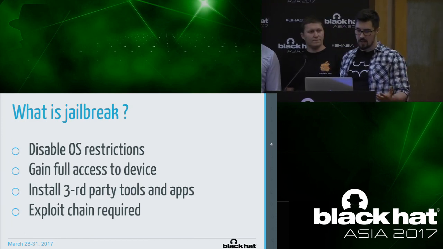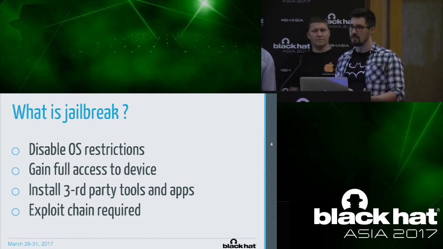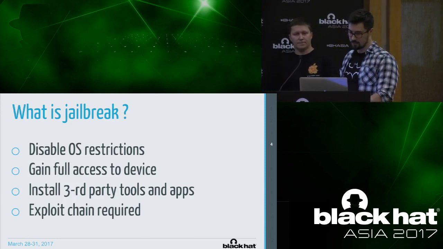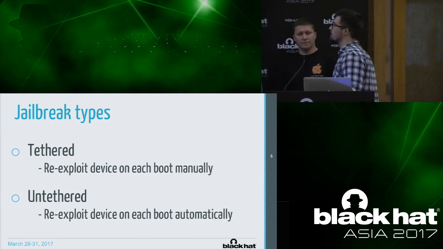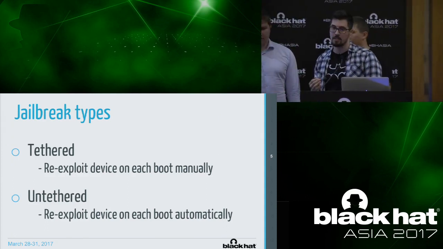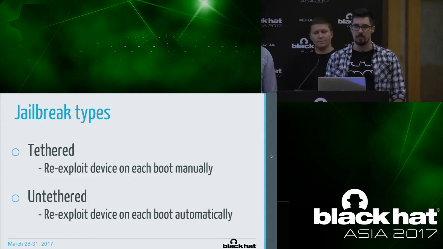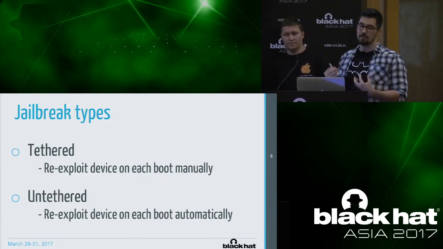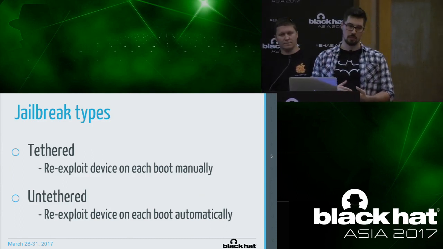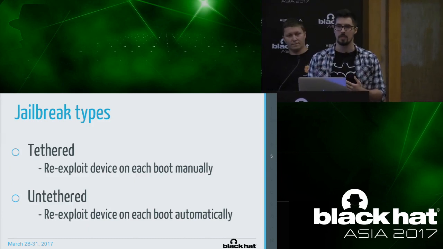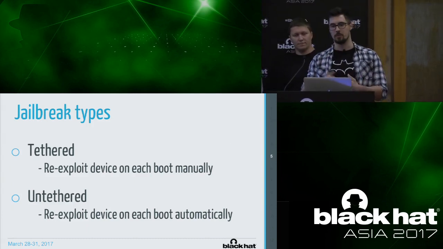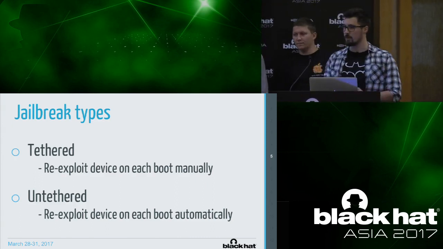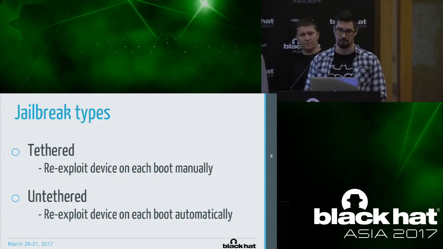It could take from 3 to 7 or 8 exploits in a chain to get a fully untethered jailbreak. There are two types of jailbreaks, tethered and untethered. The main difference is that a tethered jailbreak's effect is invalidated after the device is rebooted. After a reboot, you need to run the exploit again, which does all the kernel patches. In the case of an untethered jailbreak, it runs automatically on device boot.